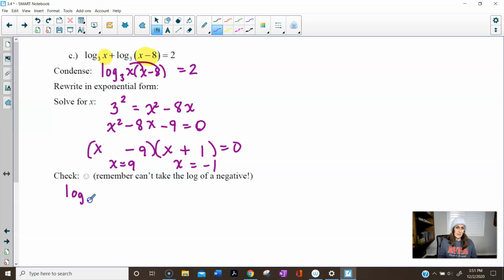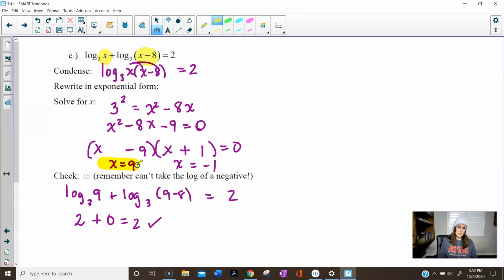So this is log base 3 of 9 plus log base 3 of 9 subtract 8, which is equal to 2. Now log base 3 of 9 is 3 to what power is 9? And that's going to be 2. So 3 to the second power is 9. Plus 3 to what power gives you a 1? That would be 0. And 2 plus 0 equals 2. Check. So 9 is definitely a solution.